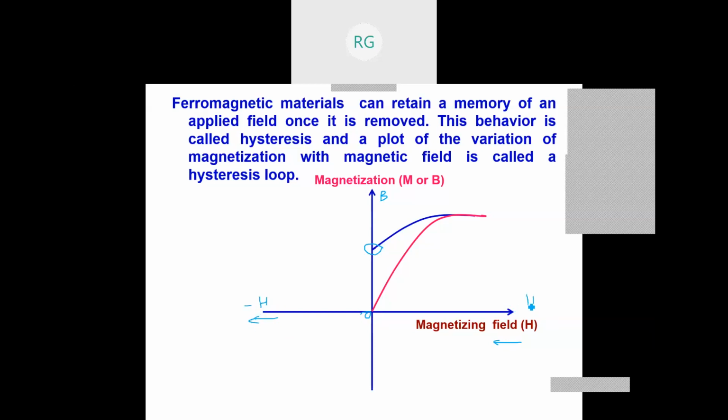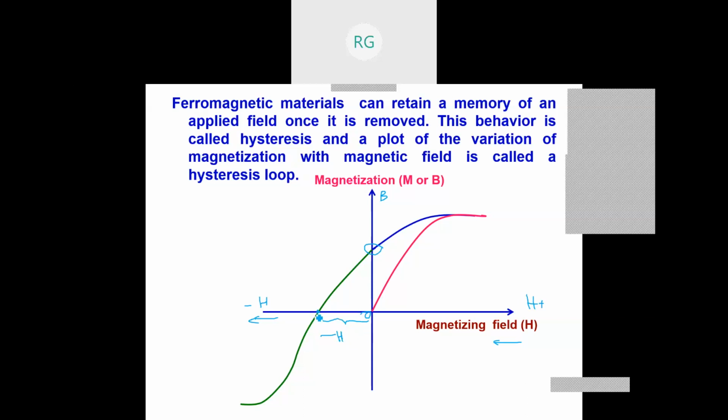This is plus H. Here is 0. I'll go, that means if I apply the magnetic field in the reverse, opposite direction, the curve goes like this. That means if you apply this much of negative field H, then the magnetism inside the sample will become 0. This much negative field, or field in the opposite direction, is required to demagnetize the sample.